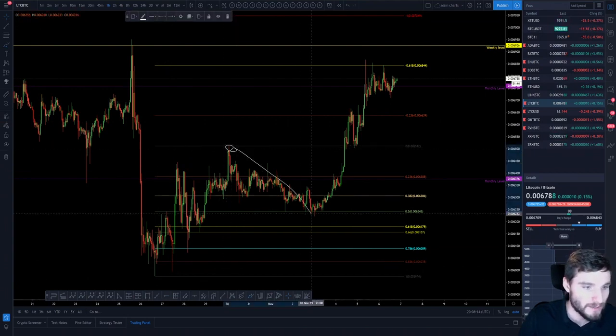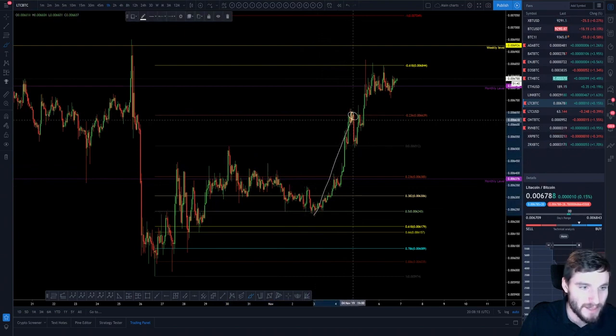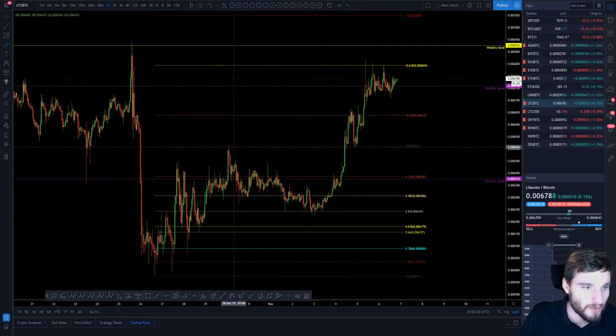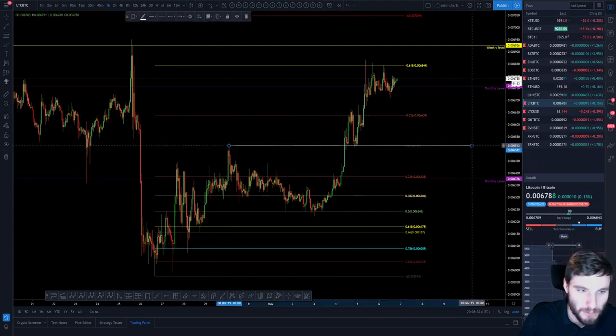From the high, come down to the 0.5, get the 3 valley pattern, rise. Hit the negative 236, rejection. Old resistance becomes support. Perfect SR flip, isn't it? You can't get any more perfect than that.